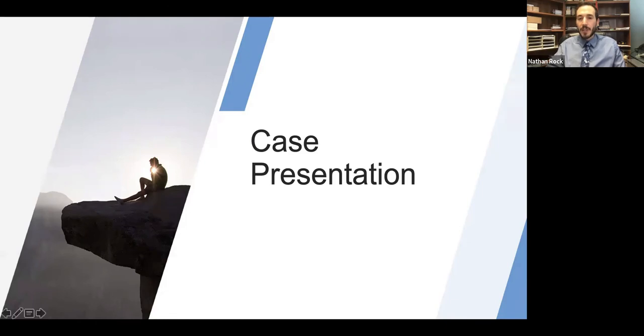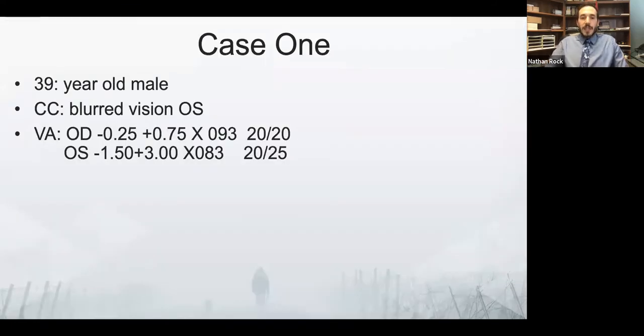So now I wanted to jump into a few cases that demonstrate how to use topography and some other pearls about topography. This case is a 39-year-old male whose concern is blurred vision in the left eye. Ultimately, the visual acuity in the right eye is good with minimal prescription. In the left eye, there's a significant amount of astigmatism.